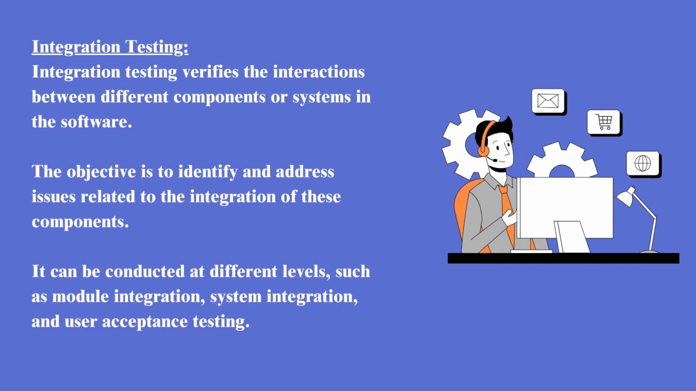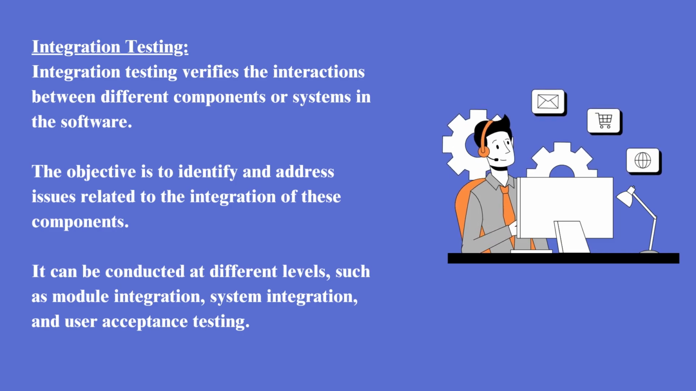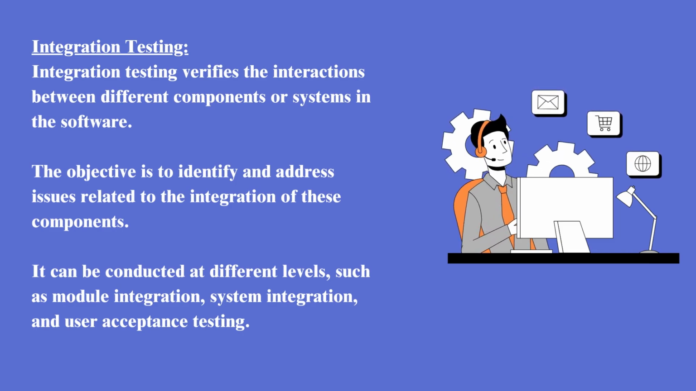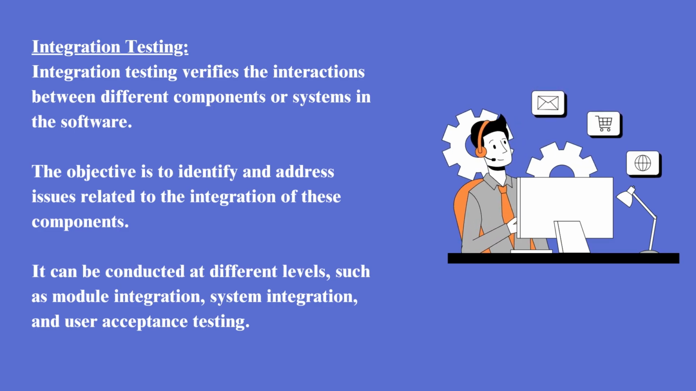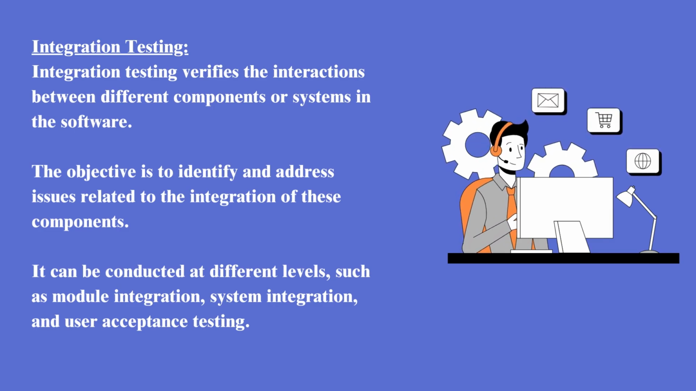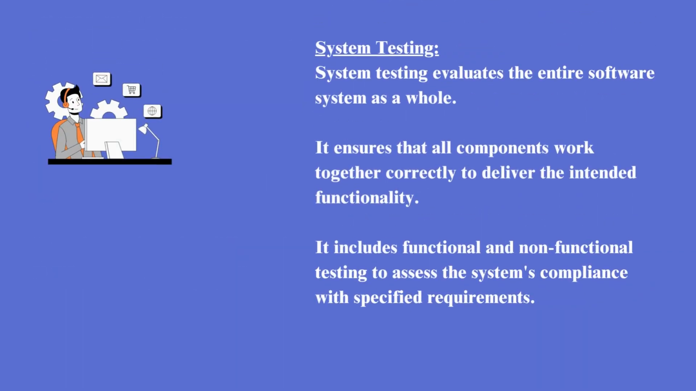Integration testing. Integration testing verifies the interactions between different components or systems in the software. The objective is to identify and address issues related to the integration of these components. It can be conducted at different levels, such as module integration, system integration, and user acceptance testing. System testing. System testing evaluates the entire software system as a whole. It ensures that all components work together correctly to deliver the intended functionality. It includes functional and non-functional testing to assess the system's compliance with specified requirements.